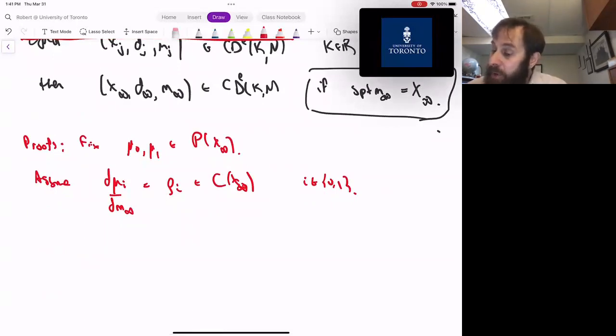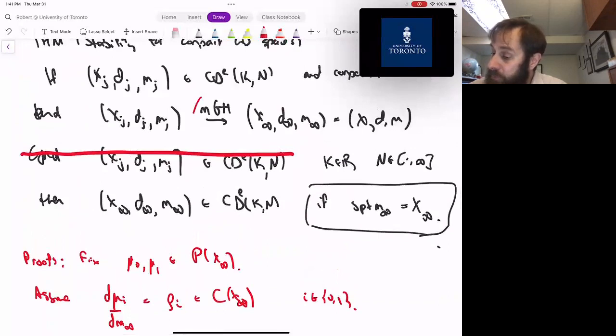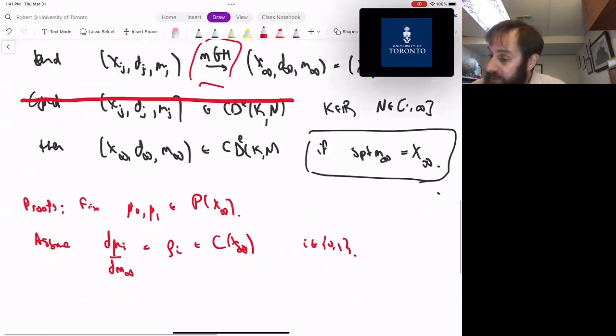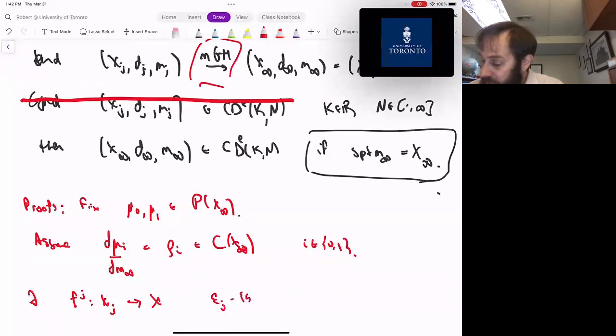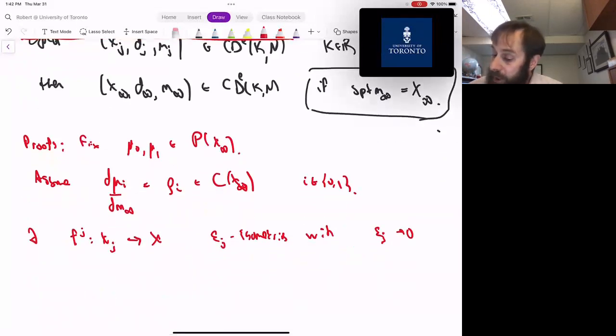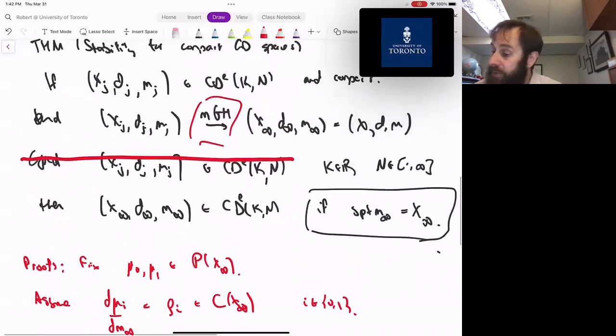And then the idea, because I have this measured Gromov-Hausdorff convergence, what the measured Gromov-Hausdorff convergence means is that I can find a set of approximate isometries, f_j taking x_j into x, epsilon_j isometries, with epsilon going to zero as j goes to infinity, and also f_j push forward m_j is going to converge in the weak sense to m infinity. That's what it means to have this measured Gromov-Hausdorff convergence.